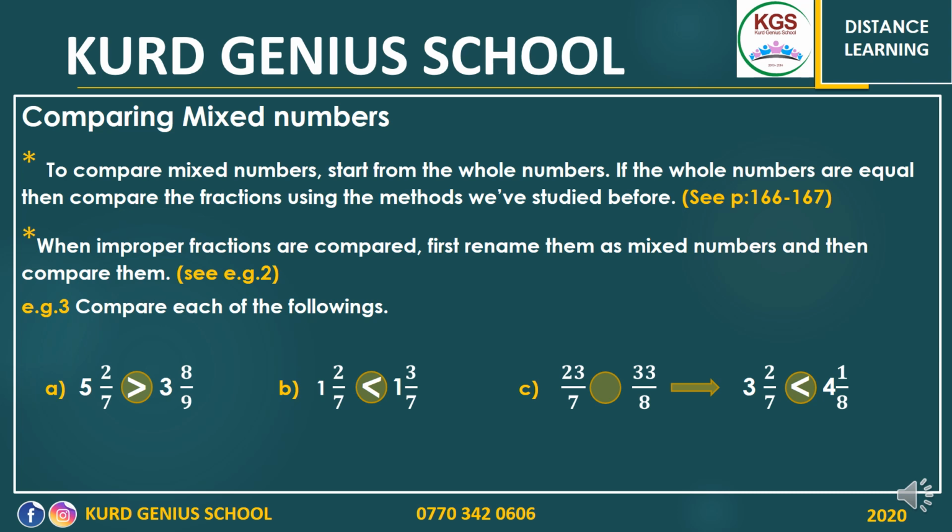Which one is greater? We have to first look at the whole numbers. We have 3 and 4. 4 is greater than 3. We don't have to look at the fractions. That means 4 and 1 eighths is greater than 3 and 2 sevenths.